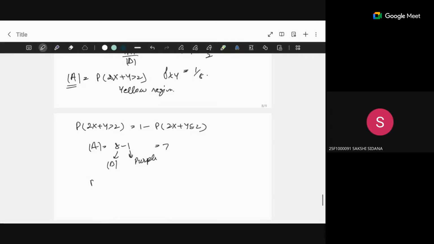So now the probability that my 2x plus y is greater than 2 is actually what? 7 by 8 only? Yes, ma'am. Answer is 7 by 8? Yes, 7 by 8. You can do it like this also. You can do it this way, and you can also do it this way.